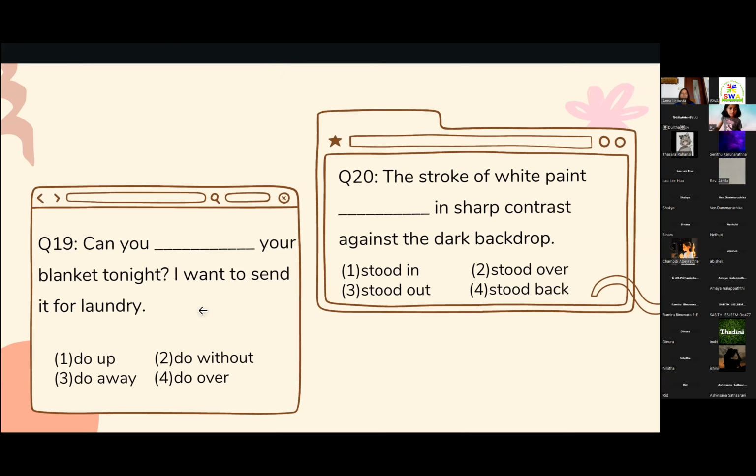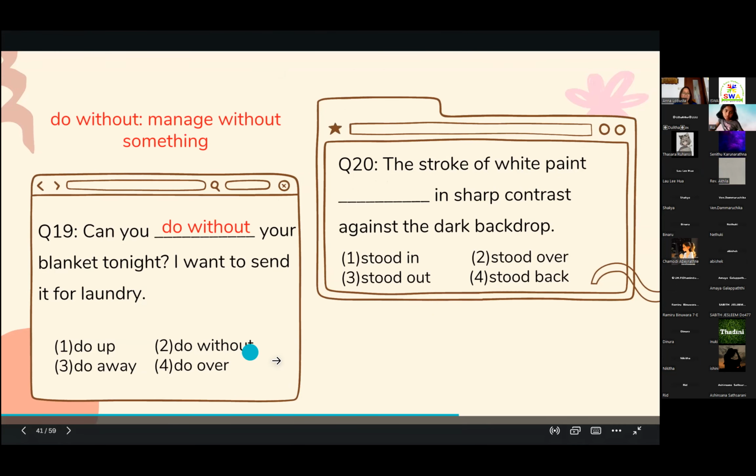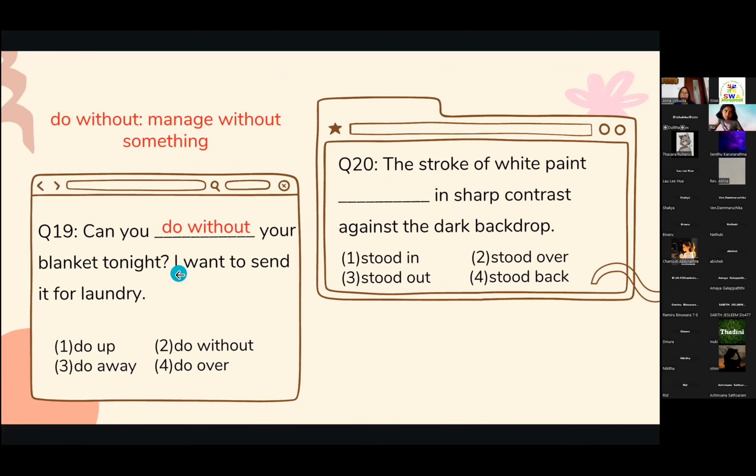Yeah, the correct answer is number 2, "do without." And I think this one you can kind of tell from the word "without," which has the same meaning, to manage without something. So she's asking if she can manage without her blanket, because she's going to send it over for laundry. So it gives you a clue that the blanket will be taken away. That's why you can guess that it will be "do without." Okay, then question number 20.